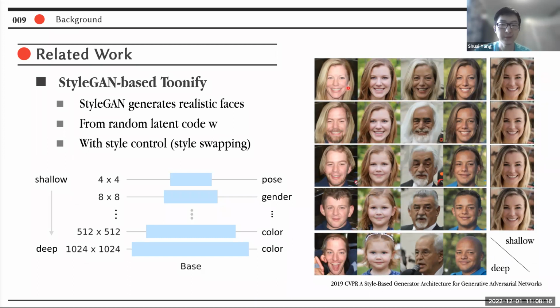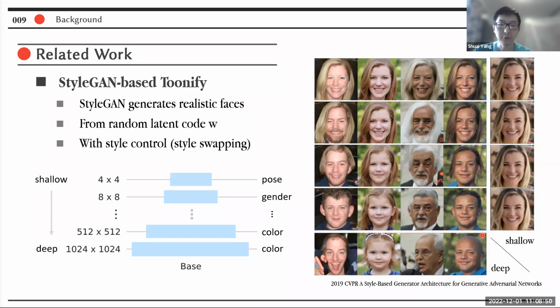As shown on the right, this row provides the deep layer features, and this column provides the shallow layer features. If we fuse the deep features with shallow features, then we can combine the colors and textures of these faces with the structures of these faces.